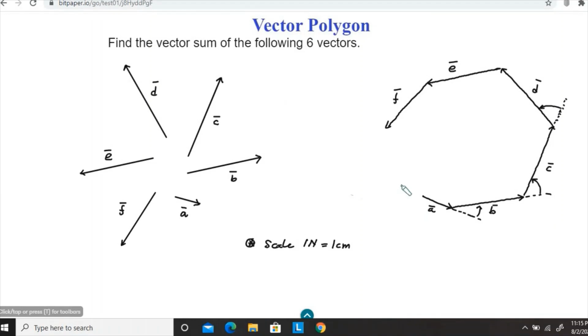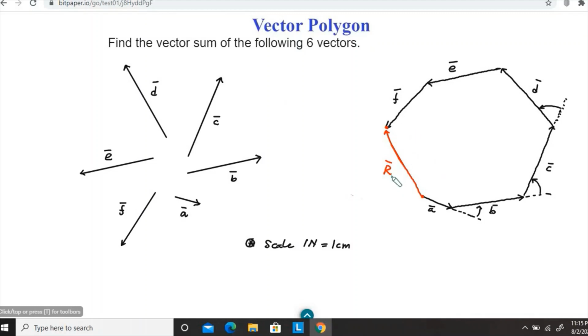Okay, now let's try to find the vector sum or the resultant vector for these six vectors. For that, we simply connect the start point of the first vector, that is vector A, to the end point of the final vector, that is the head of vector F. So it's going to be a straight line like that, and that will give the resultant vector that we need. Its direction and its length will give us the size and the direction of the resultant vector.